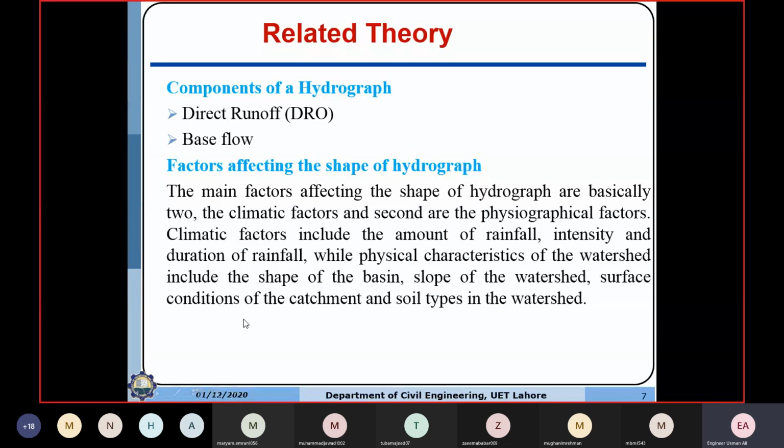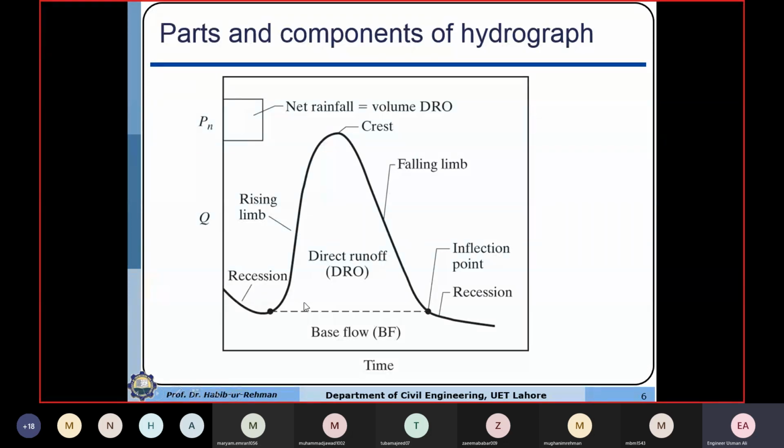Next are the components of the hydrograph. A hydrograph has two main components: direct runoff (DRO), which is also called the surface runoff, and the base flow or the groundwater flow. You can see these components. The hydrograph can be divided into two parts: direct runoff and base flow. All from this recession curve to this horizontal or approximately inclined line, and this recession curve, all of this is the base flow, and the part above is the direct runoff.